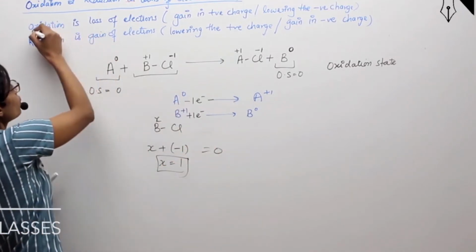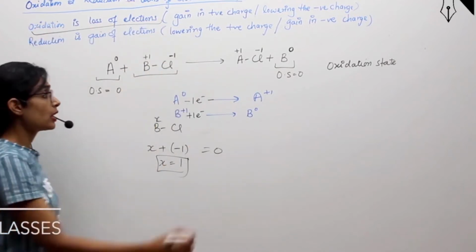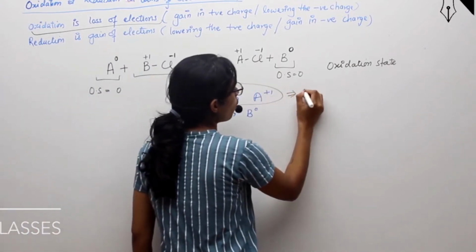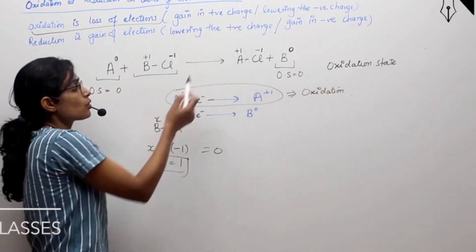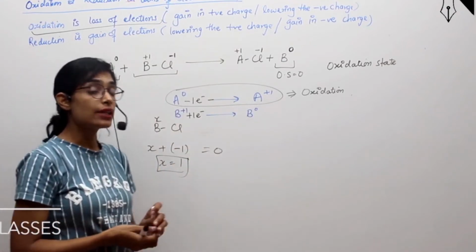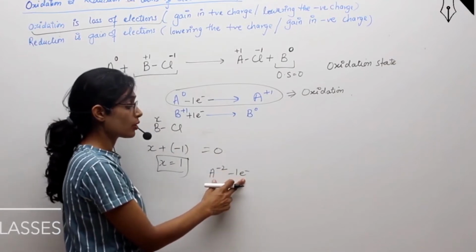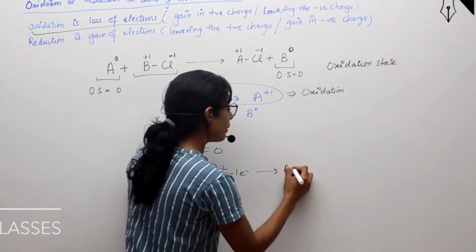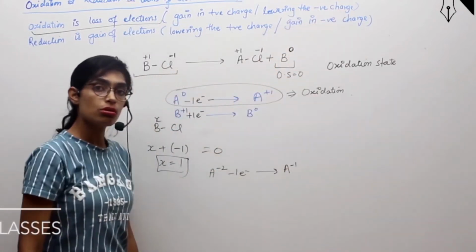Just now I told you loss of electrons is called oxidation. So here loss of electron has happened, and this is your oxidation. We can call it one more way: gain in positive charge. It had no positive charge earlier, then it became positive. Or assume something was negative, say A had -2 oxidation state, and it lost 1 electron. That means it had 2 extra electrons, it lost 1, so it would have become A -1.